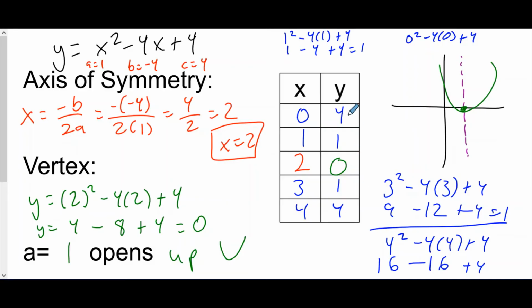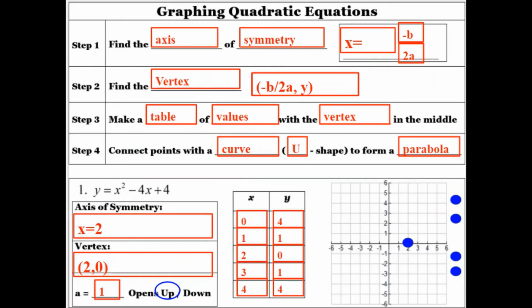Notice that this is symmetrical too. Because a parabola is symmetrical, we expect that if we're going the same distance, one value each time, that these are going to be the same. So 1 to the left and the right of the vertex gives us the same y value. 2 to the left and the right of the vertex gives us the same y value. Let's go ahead and fill this in on our slide.